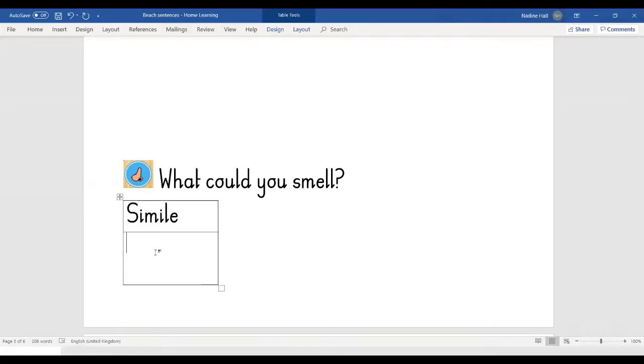Obviously, you've got the smells from the sea, that salty smell. You've got the smells coming from maybe fish and chip shops or ice creams or everyone's coconut sun cream. That's always a lovely holiday smell.